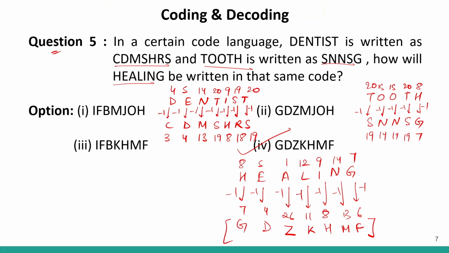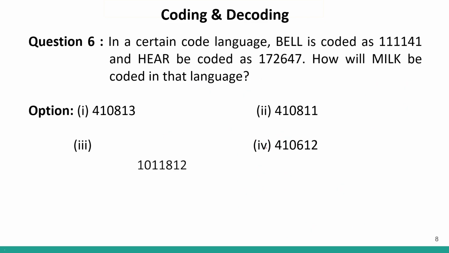Clear? Now, question number 6. Bell is coded like this, Here is coded like this. We have to find how milk will be coded in that language. Now, if you look over here, basically these are your ranks. We have a number, so forward ranks or backward ranks. Correct? So, if I write the forward ranks, this is a huge number.